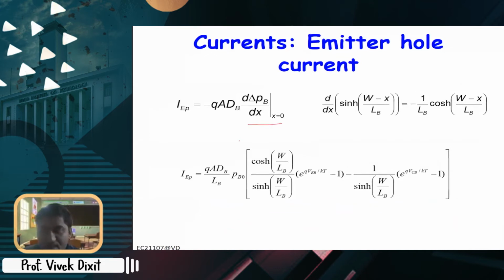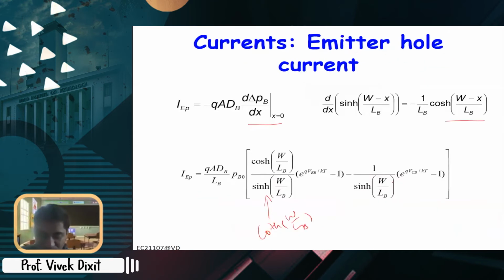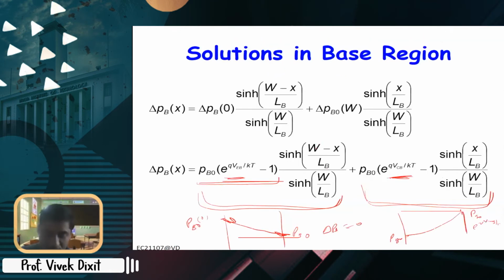So your IEP will be the derivative at x equal to 0, and ICP will be the derivative at x equal to W. And if you take the derivative of sinh, you will get cosh. So you can substitute here. So it becomes basically coth of W by diffusion length. And this is 1 by sinh, because if you substitute here, the derivative of sinh is cosh, and cosh 0 will be 1. So this is 1 by sinh. And this is at x equal to 0, it will be cosh W by LB.